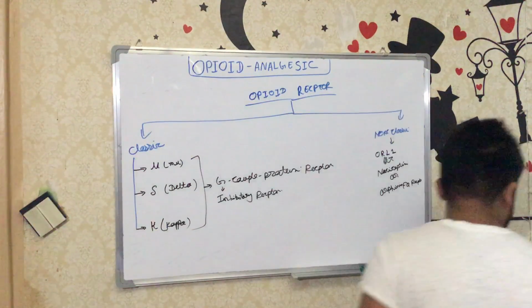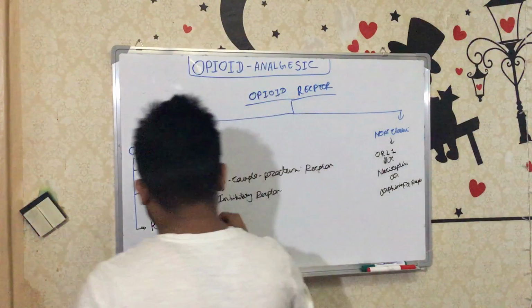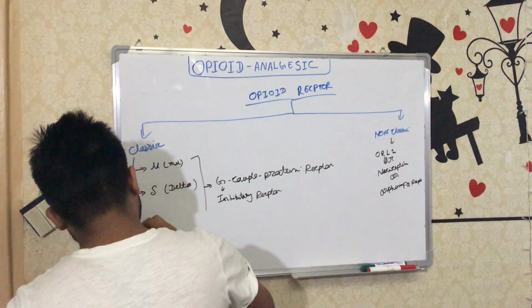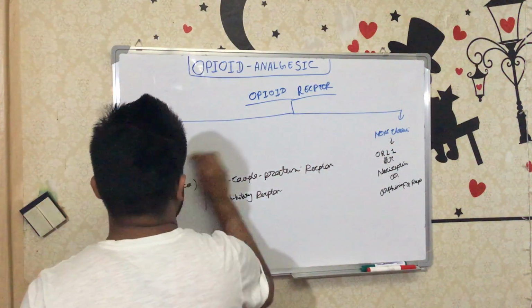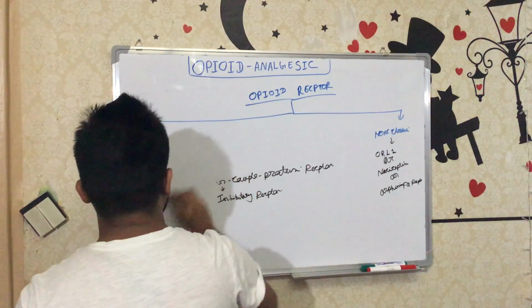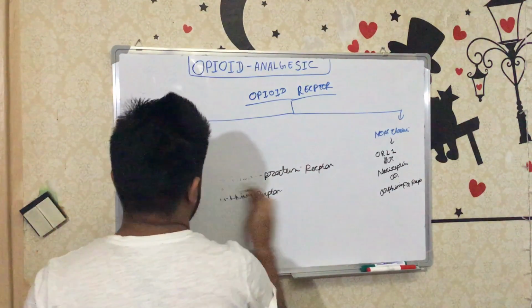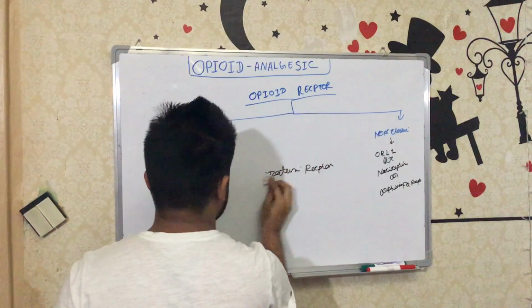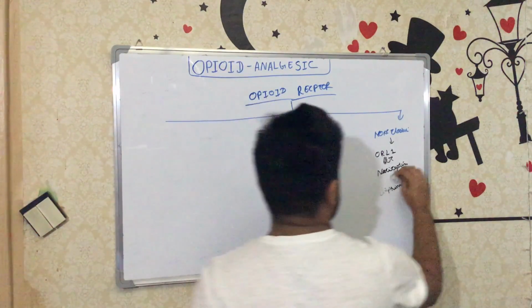So let's discuss how it acts through the secondary messenger and how it produces its function. Then we'll discuss individually the main physiological function of each receptor.